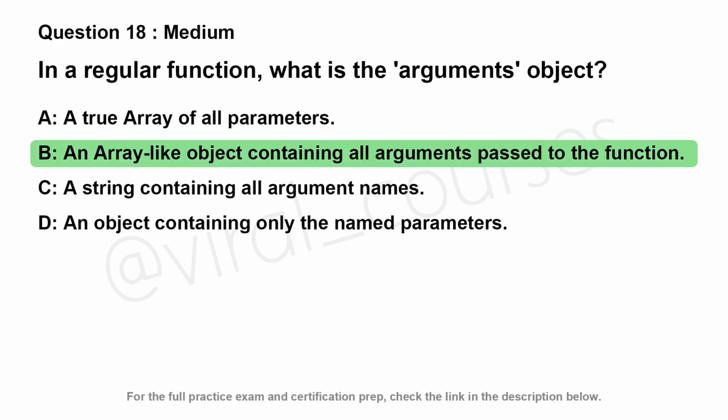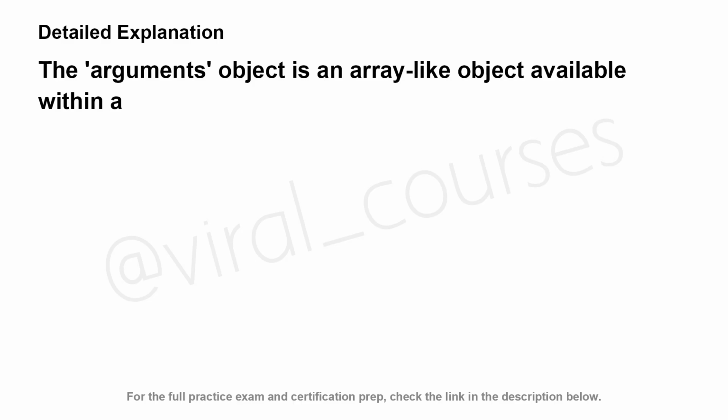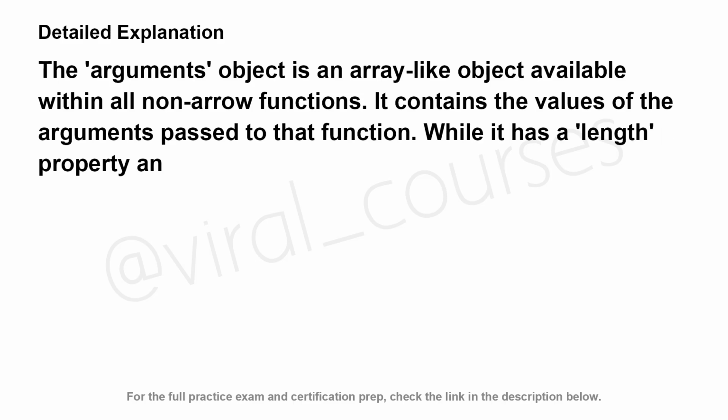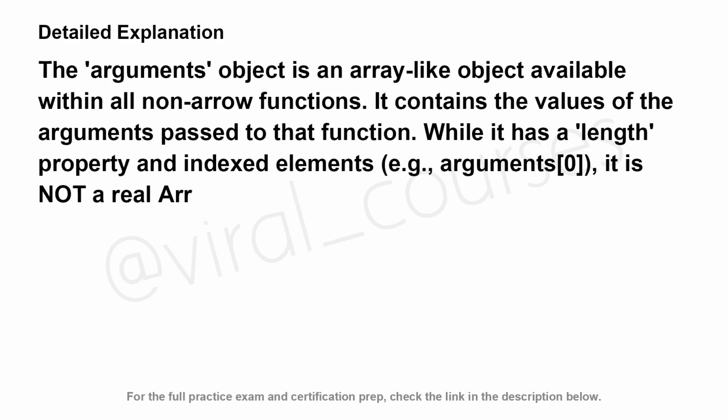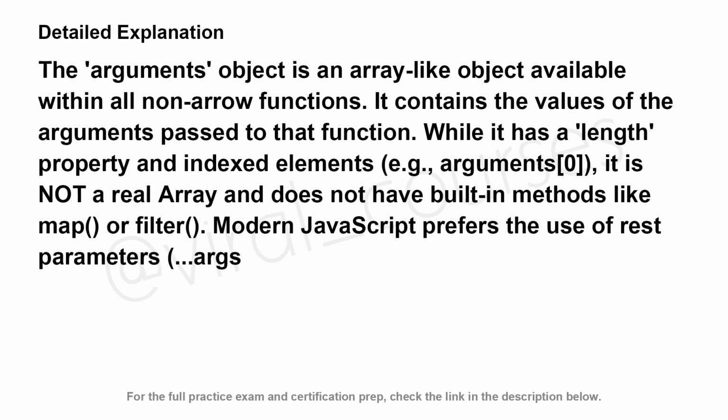The correct answer is B. The arguments object is an array-like object available within all non-arrow functions. It contains the values of the arguments passed to that function, while it has a length property and indexed elements, e.g., arguments[0]. It is not a real array and does not have built-in methods like map or filter. Modern JavaScript prefers the use of REST parameters, ...args, which are real arrays.